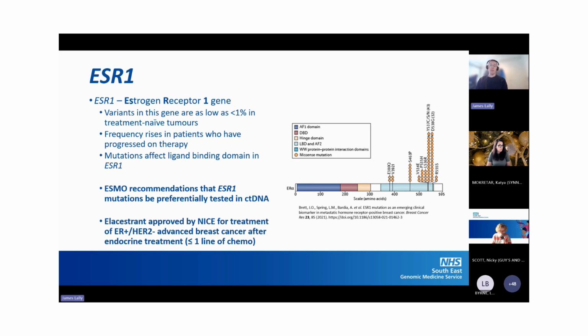There is a treatment for patients with activating variants in this gene, elacestrant, which is a selective estrogen receptor degrader. It is approved for those patients with ER-positive, HER2-negative breast cancer treated with endocrine therapy, including CDK4/6 inhibitors, who have disease progression and have undergone no more than one line of cytotoxic chemotherapy.